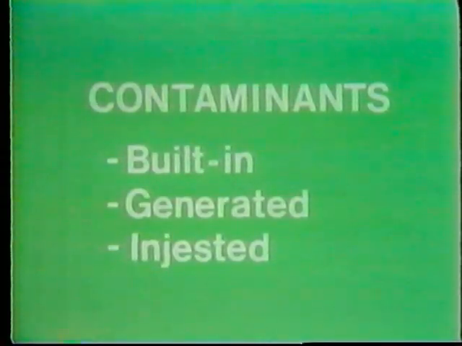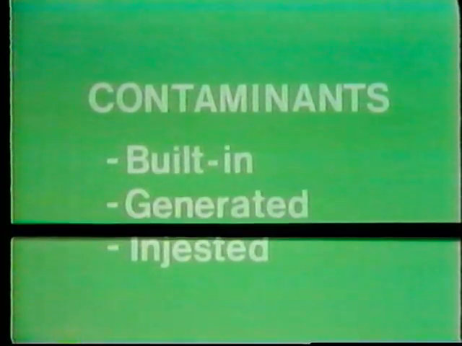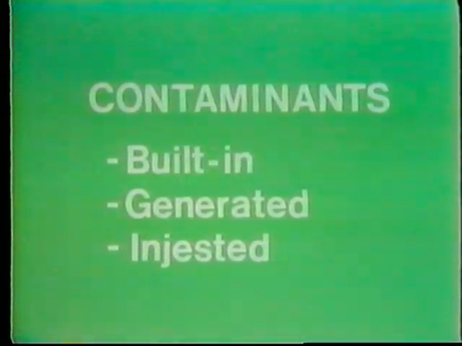Today we're going to cover the types of contaminants that can be found in the air used in pneumatic systems and ways that are used to clean it up. First, contaminants in a pneumatic system come from three basic sources. They may be built in, generated, and ingested. Let's see what these terms mean.